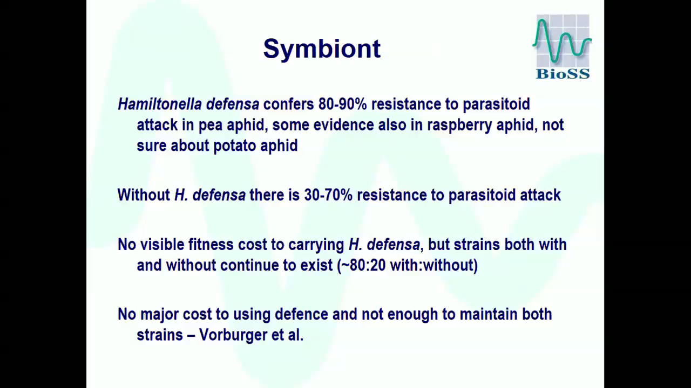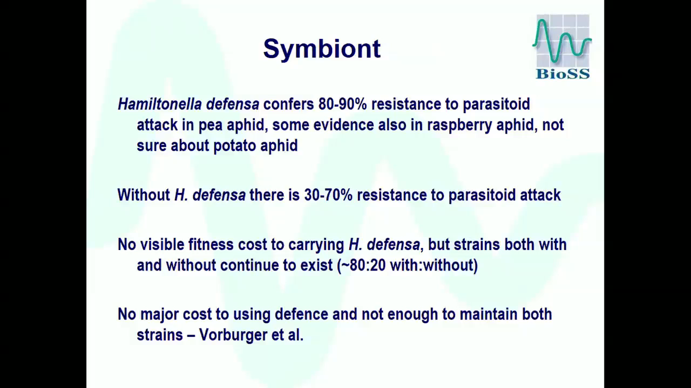Without Hamiltonella defensa, there's 30 to 70% resistance to parasitoid attack. So, you know, they do survive some of the time. But the big thing here is there's no fitness cost that we can find, or very little. And there's been a lot of work trying to work out why this might be, and maybe there's this cost, maybe there's that cost, maybe there's the other. They can't find it, and in all the models people have done, you have to have ridiculously high fitness costs to make these things coexist. So, we look at a bit of models.